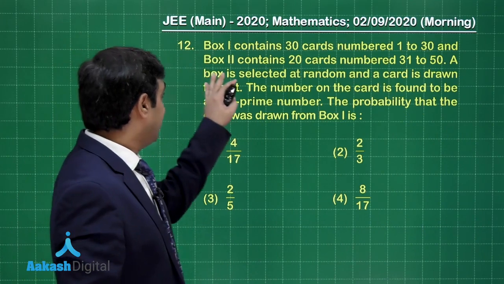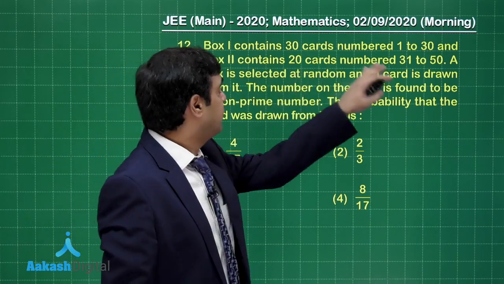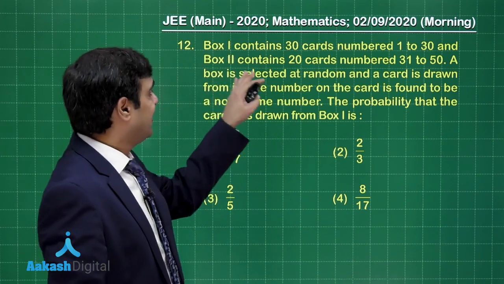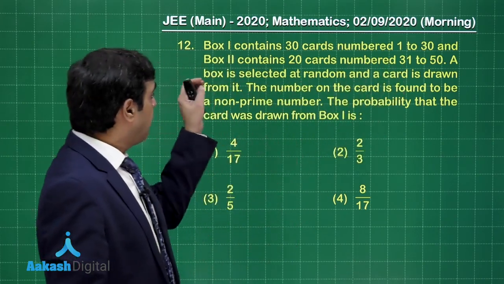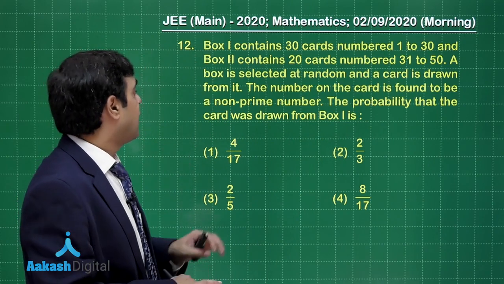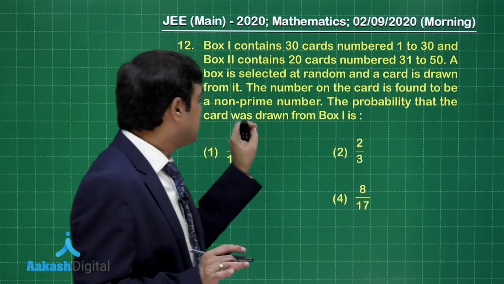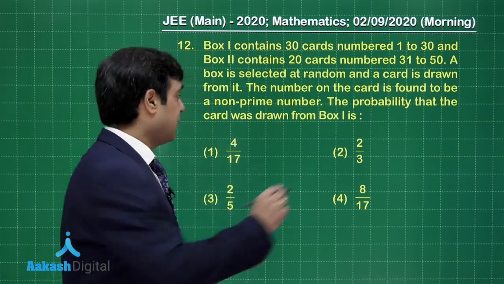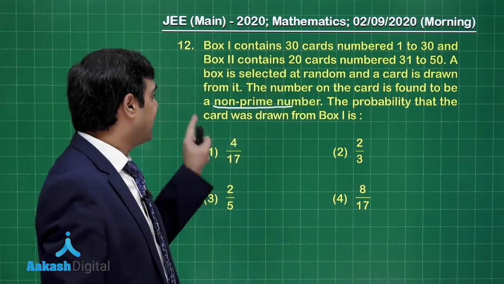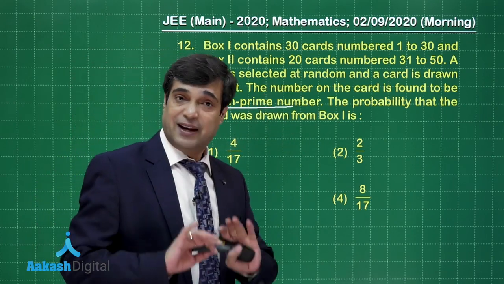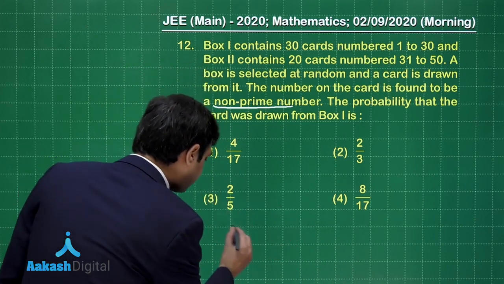Question number 12 says box 1 contains 30 cards numbered 1 to 30. Box 2 contains 20 cards numbered 31 to 50. A box is selected at random and a card is drawn from it. The number of the card is found to be a non-prime number. Important thing, non-prime number. Find the probability that the card was drawn from box 1. Simple question from probability. Let's try out.